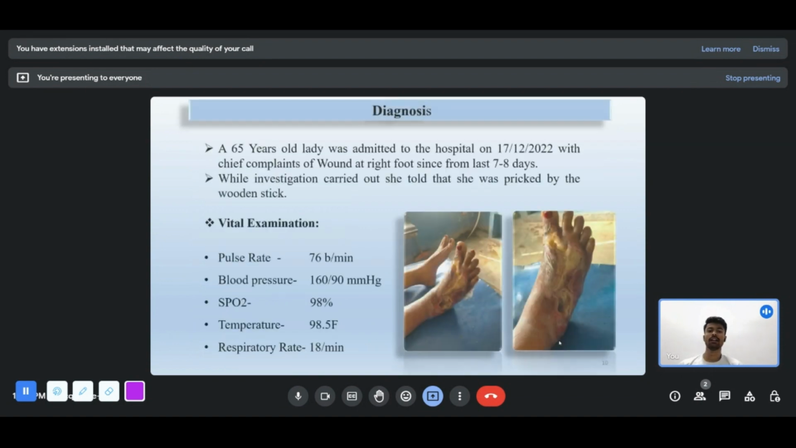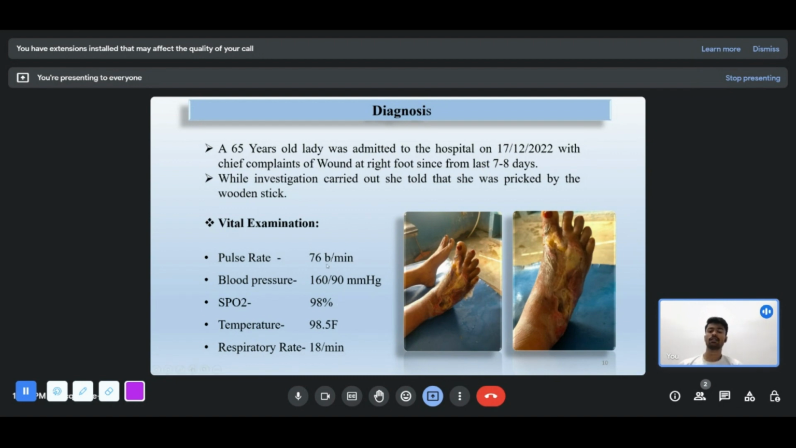Moving to the next slide, that is diagnosis. A 65-year-old lady was admitted to the hospital with complaints of a wound at the right foot since 7 to 8 days. While the investigation was carried out, she told that she was pricked by a wooden stick. You can see here, this is the real image which we had taken during patient counseling. This image was clicked just before wound debridement surgery.